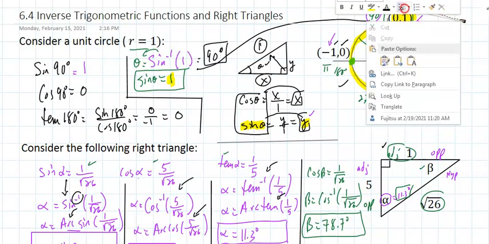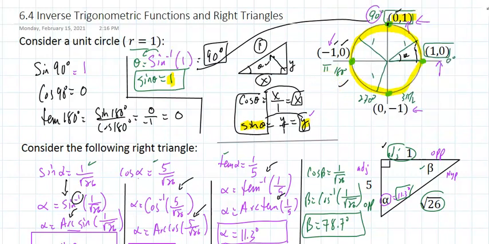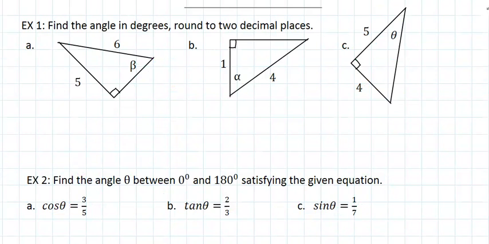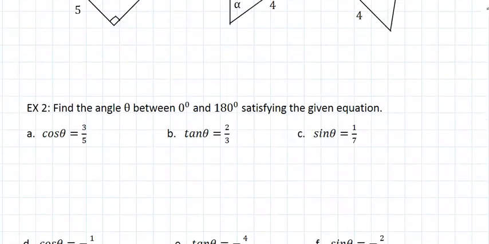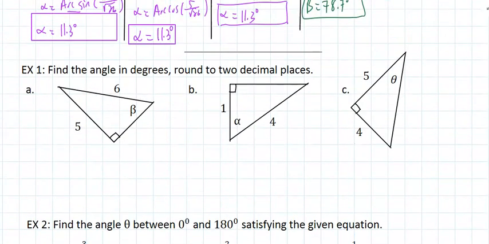I'll come back to that. For now, let's get this out of the way. Find the angle in degrees, round to 2 decimal places. Alright. How does that work? Now, of course, I could use the Pythagorean theorem to figure out what this side is. I want to do the least amount of work. All they want me to do is find the angle. Well, let's find the angle.